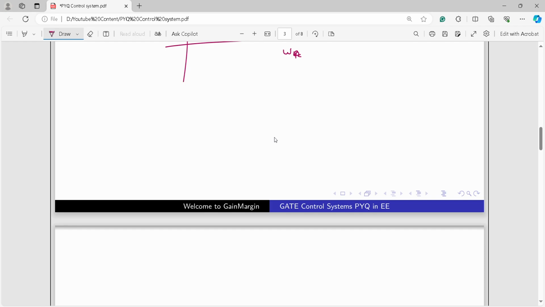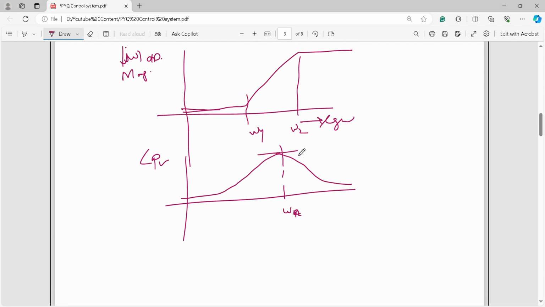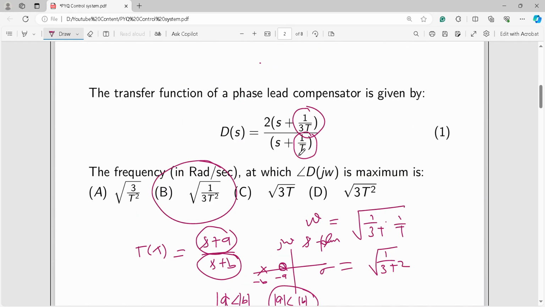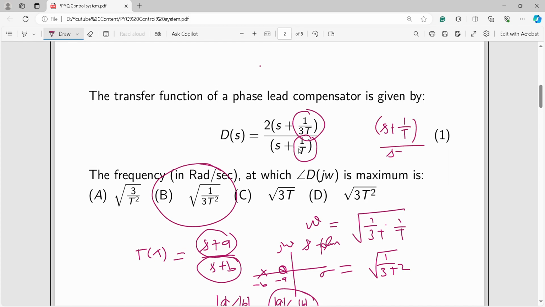And one more thing I want to highlight here: in the case of a lag compensator, if you reverse the zero and pole locations, this configuration will behave like a lag compensator, like with 1 by 3T as a pole, s plus 1 by T by s plus 1 by 3T. So this behaves like a lag compensator, which basically gives the lag.